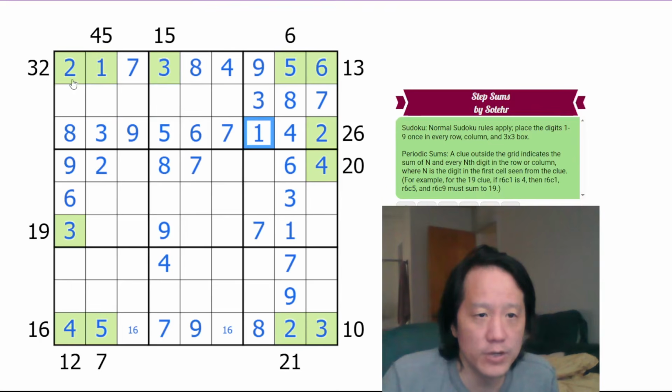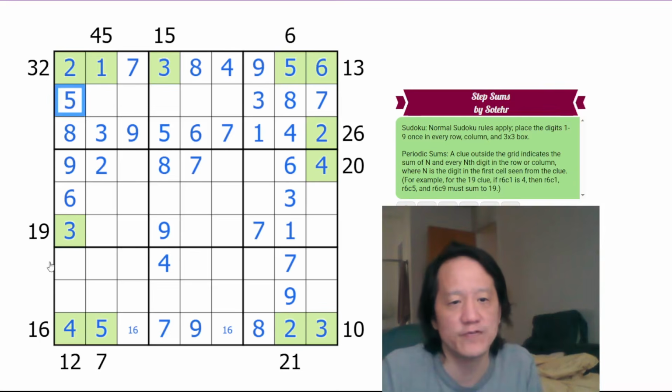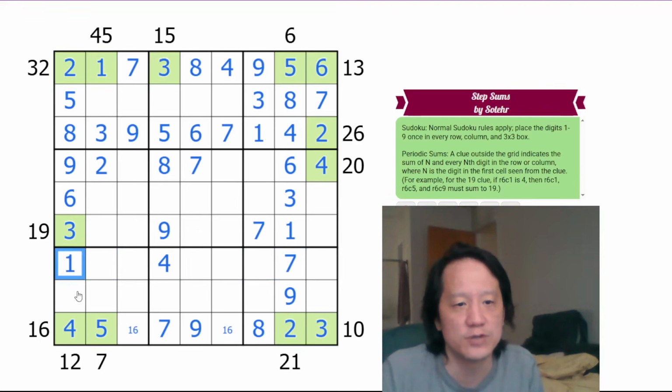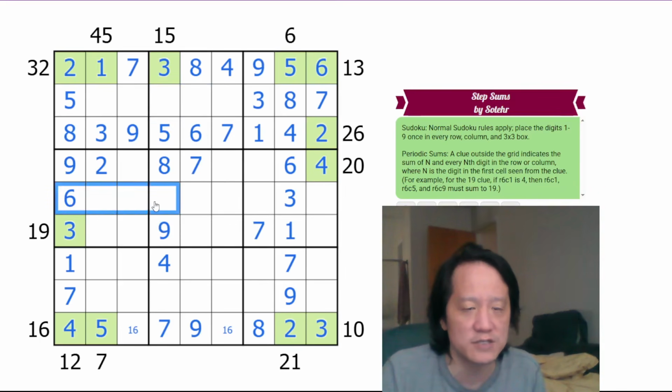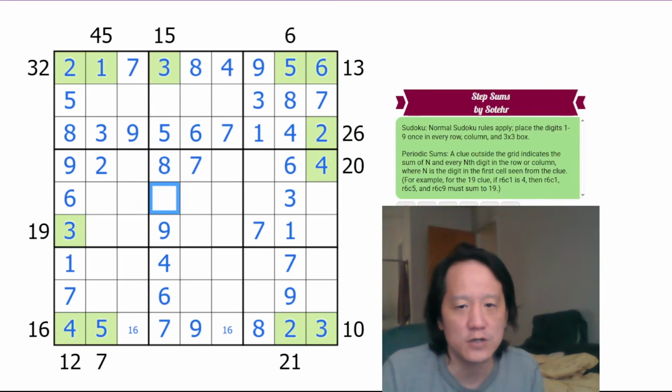we have 6 digits in column 1. The remaining digits are 1, 5, and 7. This cannot be 1 or 7, so this must be 5. This can't be 7 because of 7 in the row, so that's 1 and 7. Remaining digits in column 4, we have 6 of them, are 1, 2, and 6. Well, neither of these can be 6. This because of 6 in the box, this because of 6 in the row, so this must be 6 here. So this is 1, 2, or 1, 2 here.